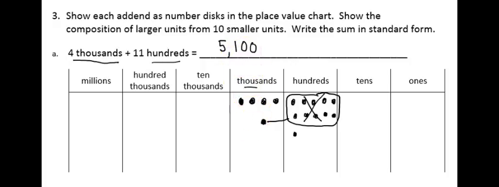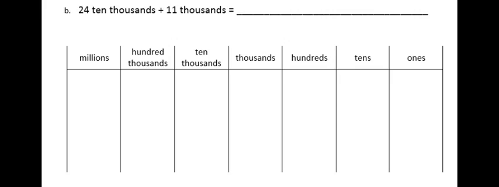5 discs are in the thousands section, 1 disc is in the hundreds section. I don't have any in my tens or my ones. So this place value chart is showing us the number 5,100. Let's look at another example.